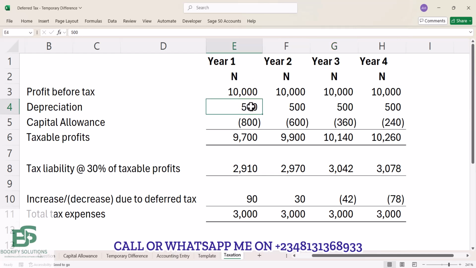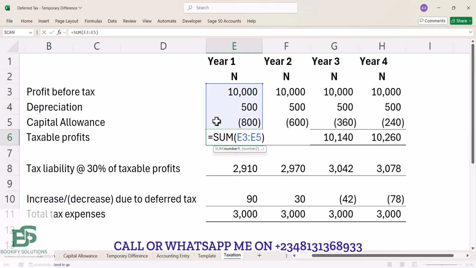So 10,000 plus 500, and they do that for all of them, at 15,000. They say no, that 500 we do not do one time. We will use our own: maybe 800, 600, 360, 240. So if you add 10,000 plus 500, that is 10,500. 10,500 minus 800 will give you 9,700. We could check whether it tallies.